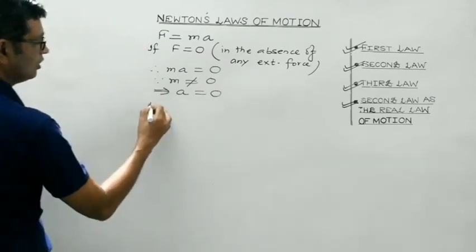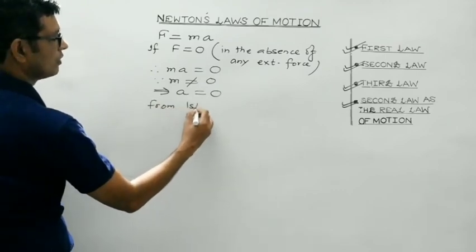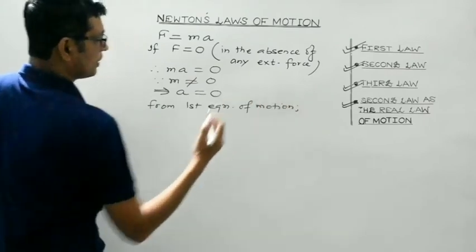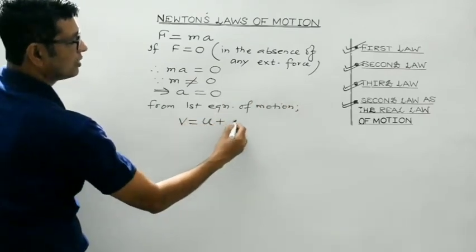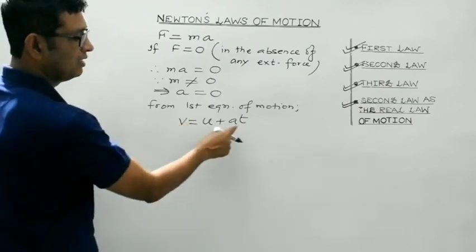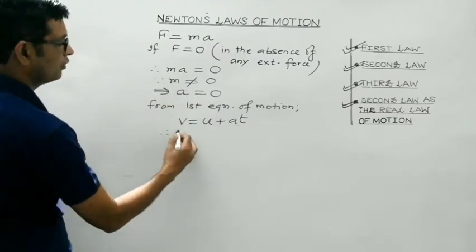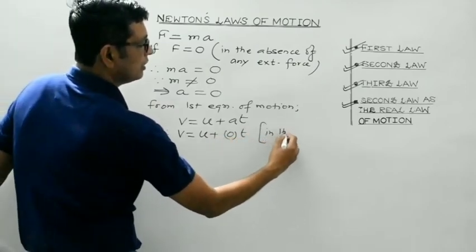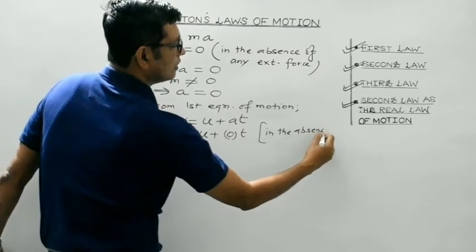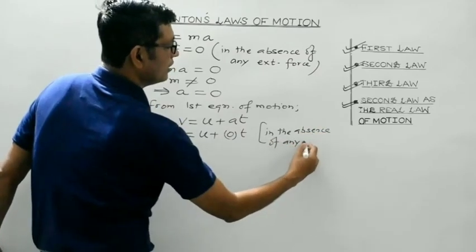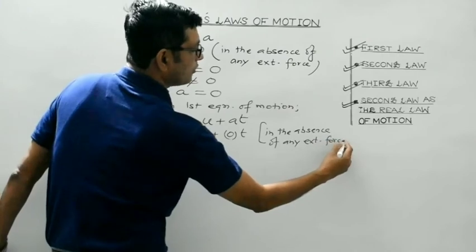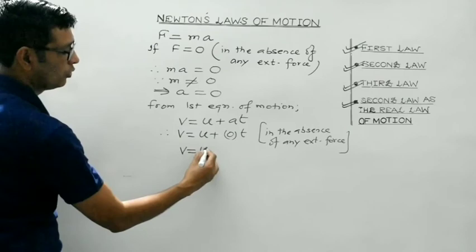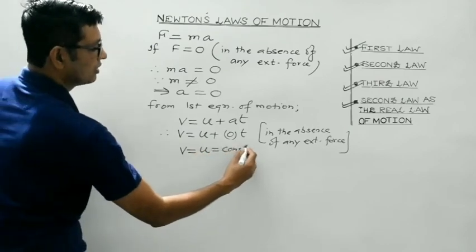Now, from the first equation of motion, what we obtain is V is equal to U plus AT. U is the initial velocity, V is the final velocity, T is the time, A is the acceleration. Therefore, V is equal to U plus 0 into T, in the absence of any external force. So if no net external force acts on a body, then acceleration is 0. In such a case, V would be equal to U, it would be equal to constant.